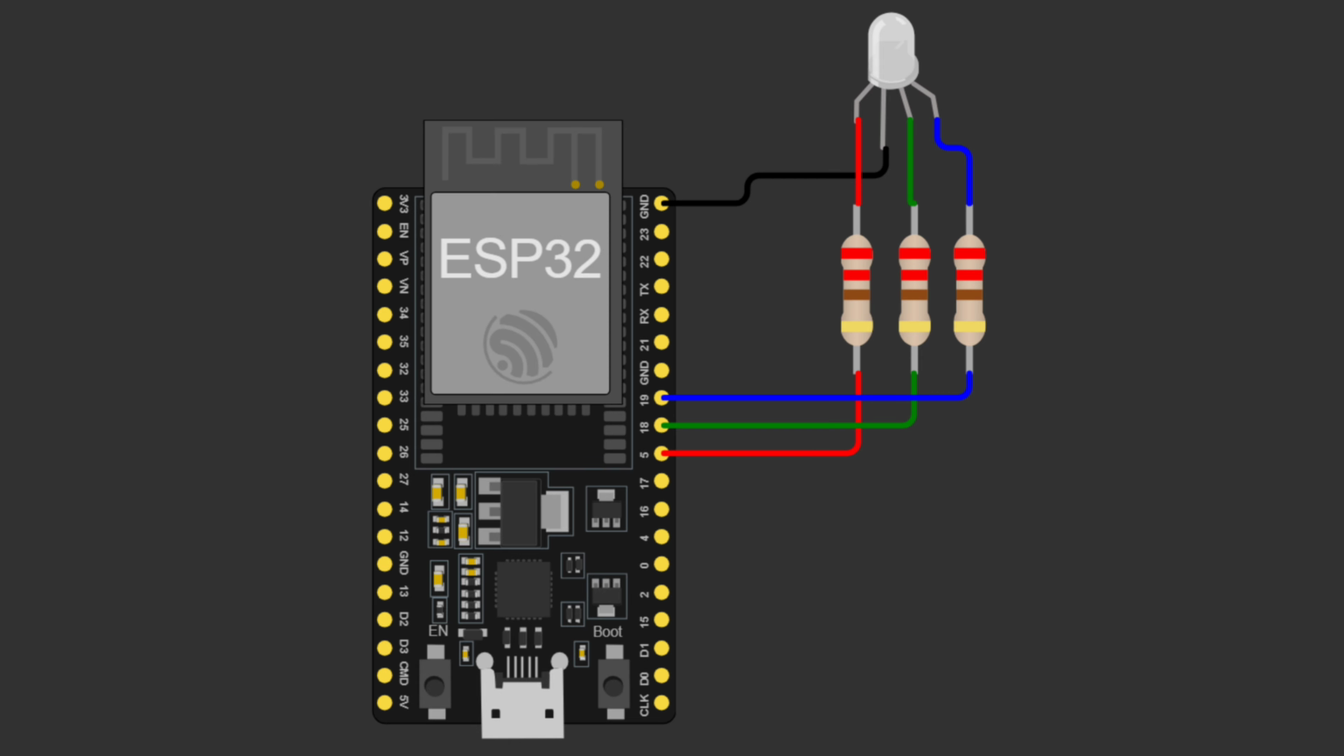The connections are as follows. Red anode is connected to GPIO pin 5 by a resistor. Green anode is connected to GPIO pin 18 by a resistor. Blue anode is connected to GPIO pin 19 by a resistor.